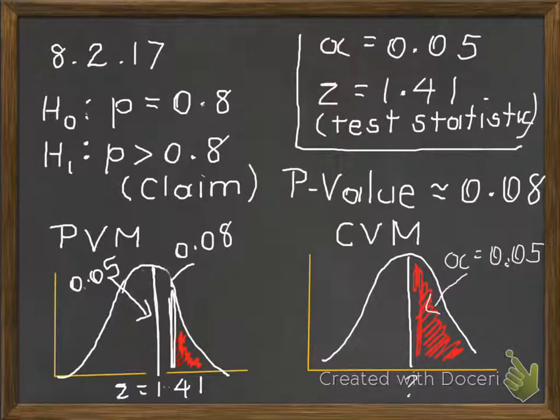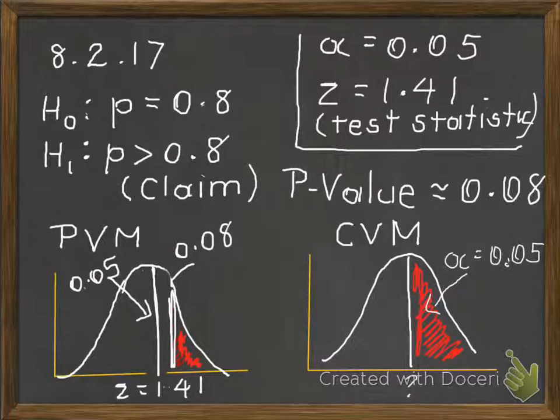Okay, this is a continuation of problem 8.2.17 from the study plan. And in the first video segment, we constructed the hypothesis test, where the null hypothesis is the proportion is equal to 0.8, and the alternative hypothesis, the proportion was greater than 0.8, and we said that that's the claim. The test statistic was 1.41, and the significance level that we're supposed to assume is alpha equals 0.05.